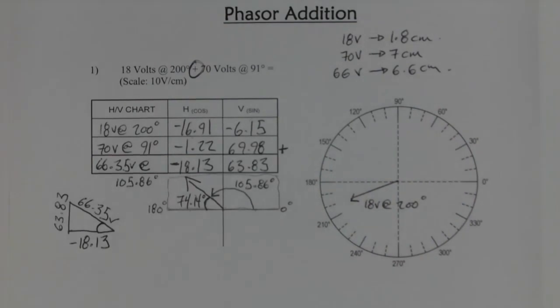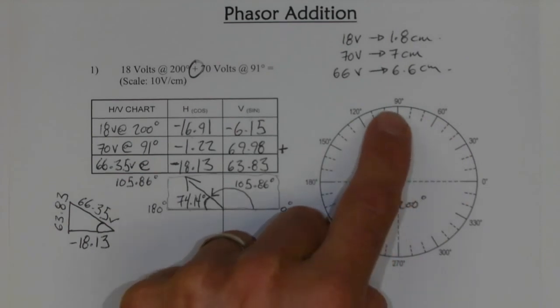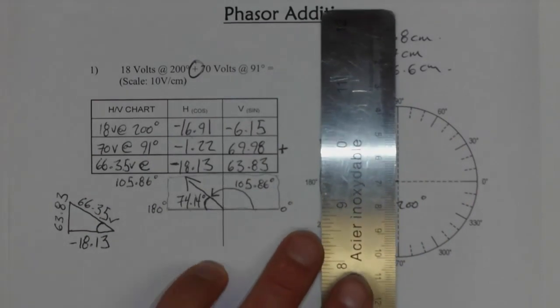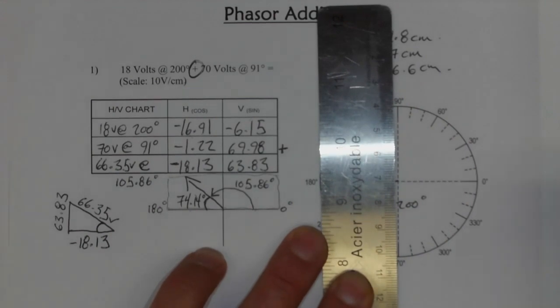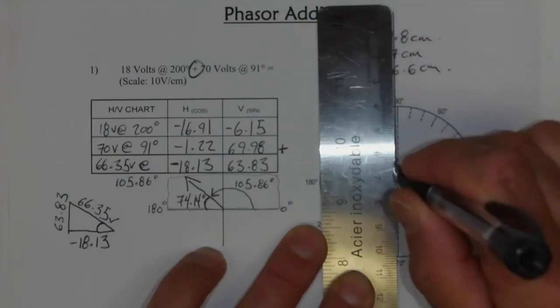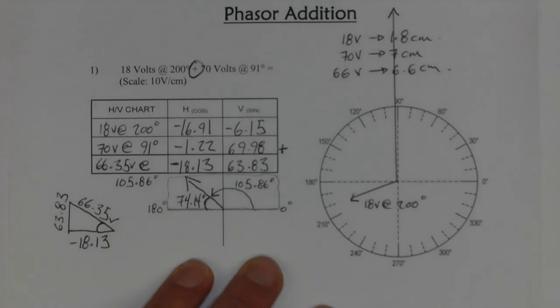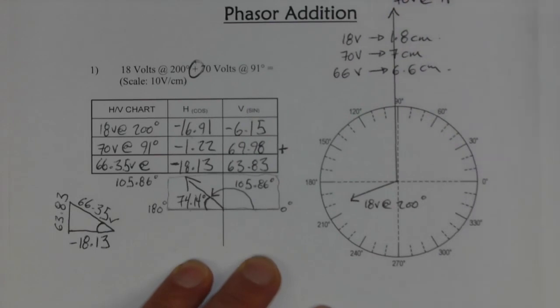Great. Next one, let's look at the 70 volts. That's 7 centimeters in length, and it is at 91 degrees. So there's 90, and 91 is just a little bit over. So 7 centimeters. Whoa, I'm actually going to go way high. I'm going to go absolutely right through my information there, but whatever. So there we go. 7 centimeters, about like that. There we go. So that is 70 volts at 91 degrees. Great.